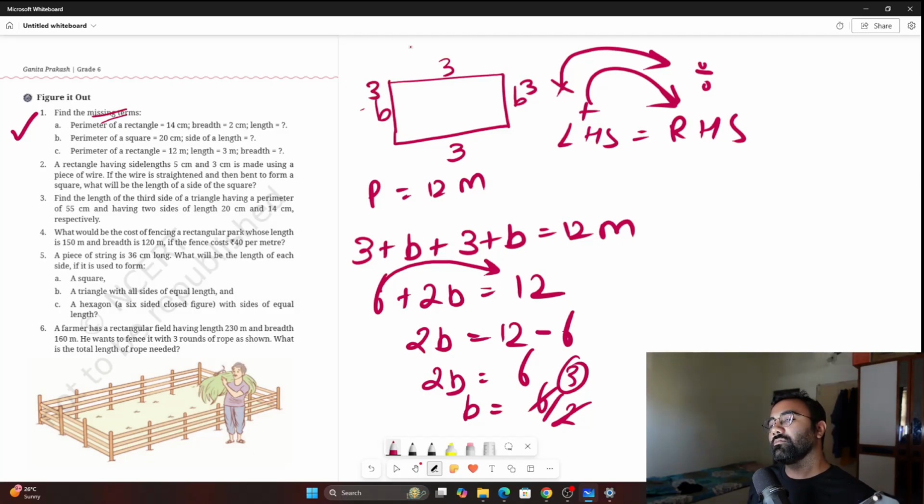Oh, then I think we shouldn't call this a rectangle. This is a square. If length is 3, 3 plus 3 is 6. We calculated 2B, 12 minus 6 is 6, 2 3s are 6. So this turned out to be a square as well. I hope this is clear. Now we move on to question number 2.